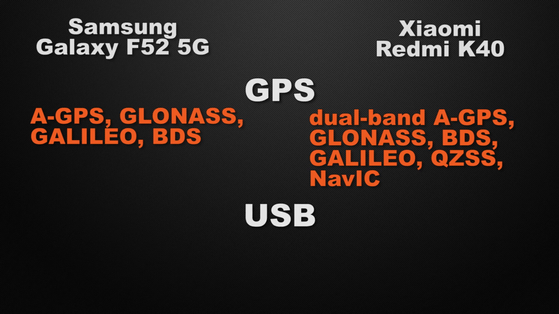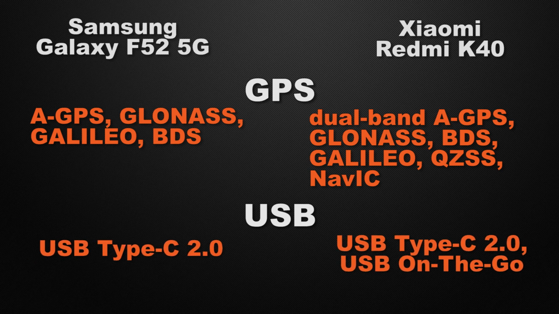And about the USB connectivity of the devices, F52 comes with a 2nd gen Type-C connector, whereas K40 also has a 2nd gen Type-C connector but it has OTG support. So the winner here is K40.